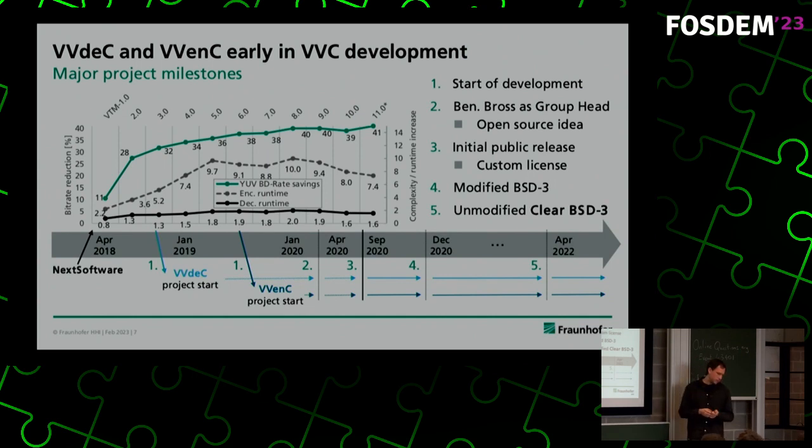Then in early 2020, Benjamin Bross became my boss. We basically started the VCS group, and he brought up the idea maybe we can do the projects open source, which we did initially at the end of 2020 under a little bit of a shaky license, but with some back and forth with the headquarters, we were able to change it to a modified BSD3 license, and after some more back and forth, we actually have an unmodified, standard open source license, the Clear BSD3.